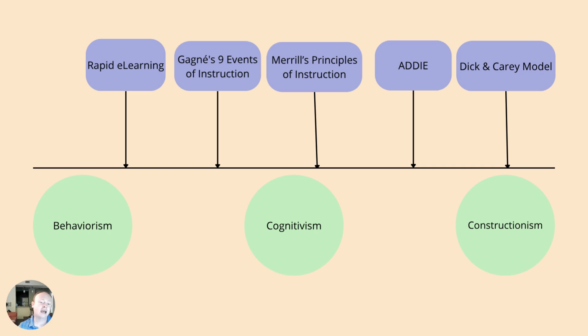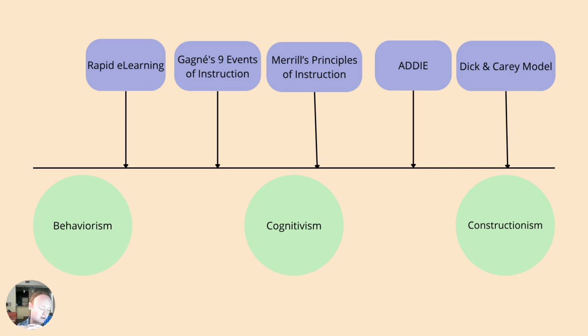I believe Gagne's 9 events of instruction sits in between behaviorism and cognitivism. We want to apply it to the real world, but we're basing it off of facts. Moving on to Merrill's principles of instruction, they want to talk about real world problems and problem solving. So I believe that's something that we can apply in the real world.